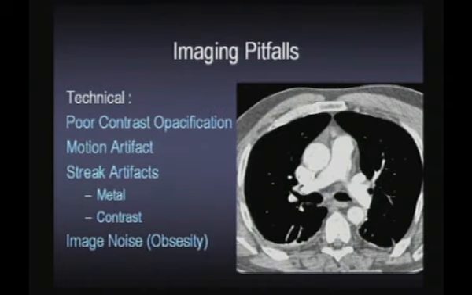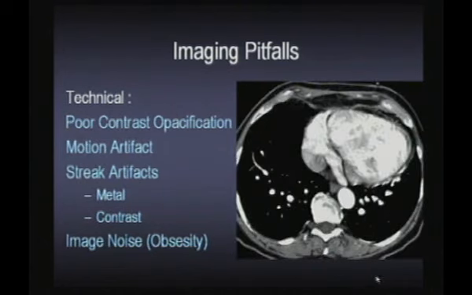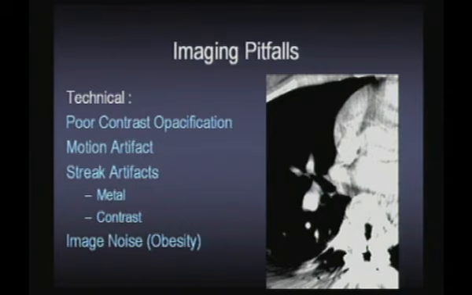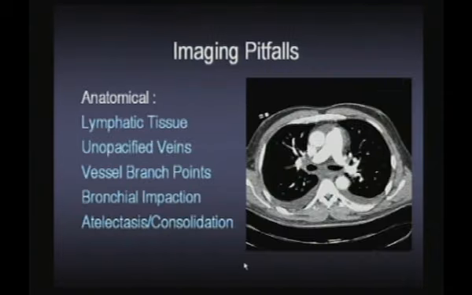Clearly, there are other artifacts that we may encompass, and those include motion artifacts, which may be due to respiration or cardiac pulsation, and these are usually best exhibited on the pulmonary images. You may see streak artifacts from metal, or maybe we have noise from contrast or from image noise.